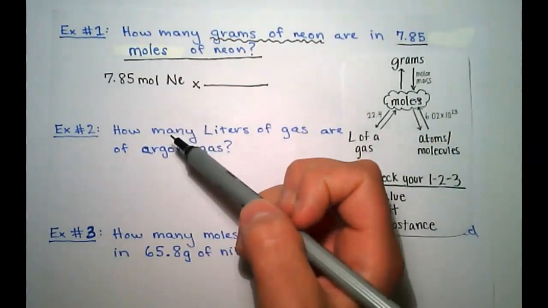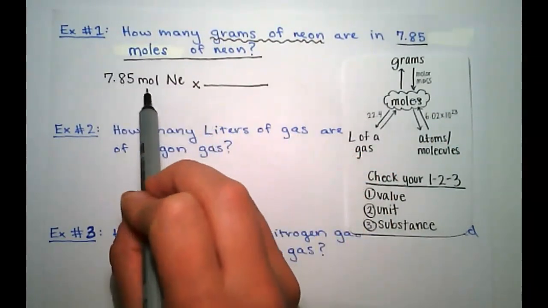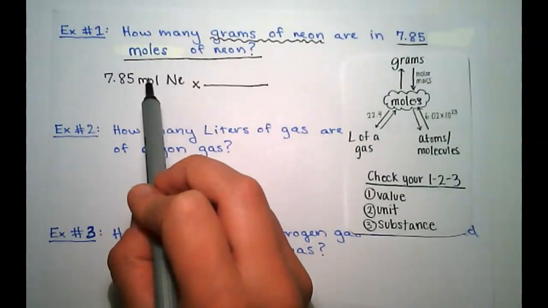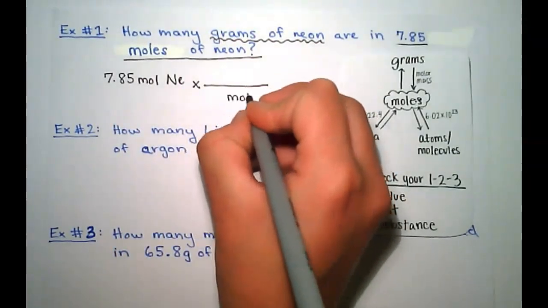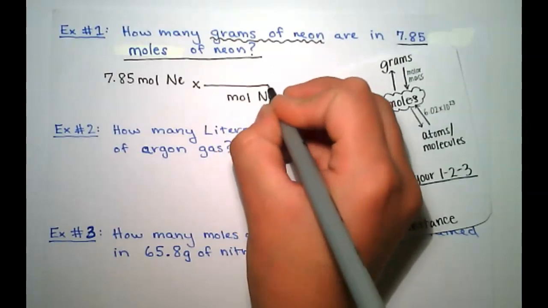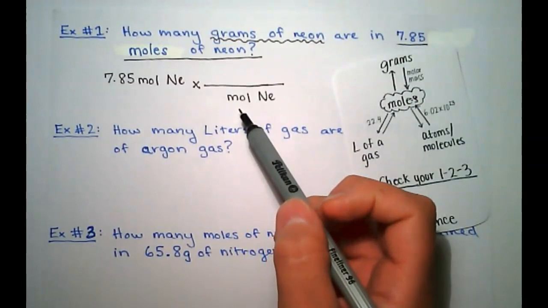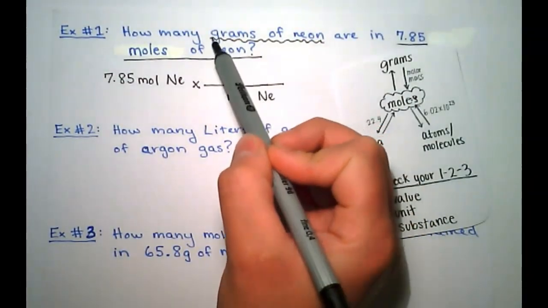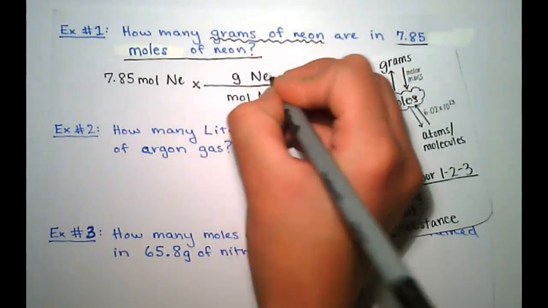So now it's just dimensional analysis as always. So whichever unit I want to cancel and whichever substance I want to cancel is going to go on bottom. So since I want moles of neon to cancel, I'm going to put that on the bottom. Moles of neon. And then on the top of my conversion factor, I'm going to put the unit and substance that I'm trying to get to. And this time I'm trying to get to grams of neon. So I'm going to put grams of neon on top.